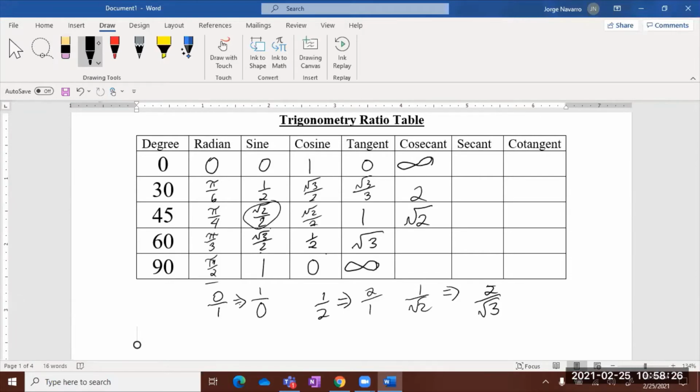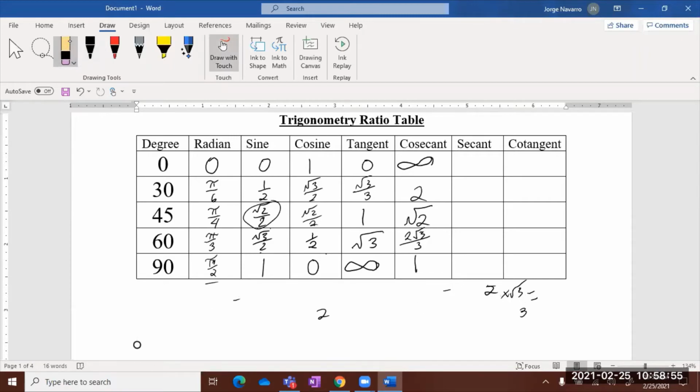So I will have to rationalize. So what am I going to get? 2 root 3 over root 3. 2 root 3 over 3, yes. I know what you were trying to say. And if you reciprocate 1, what do you get? 1. Exactly. Now, to do the secant, we're going to do the same thing that we did for cosine.